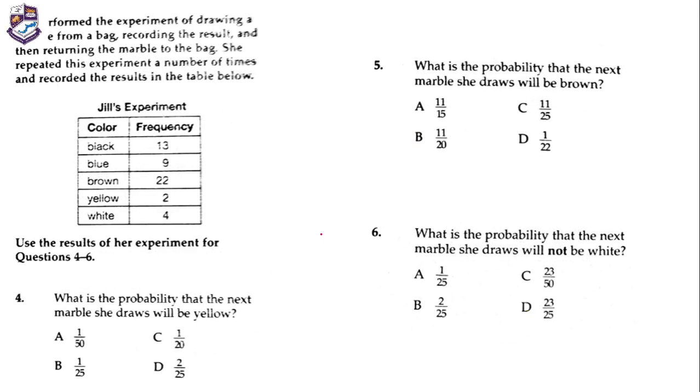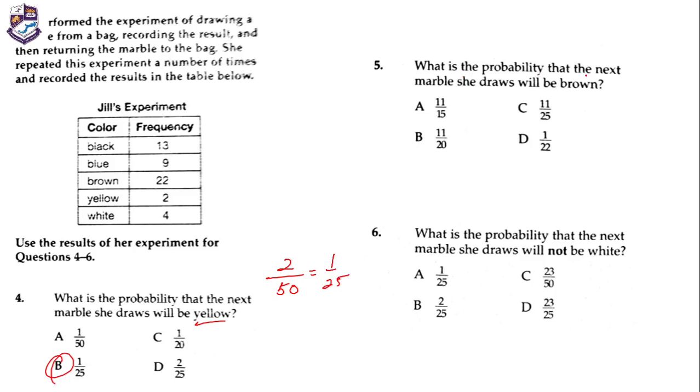All right, next problems, we're looking at this chart from Jill, and she was picking marbles out of a bag. So based on these results, what is the probability that the next time she draws will be yellow? So how many were yellow? 2 out of how many total? Well, when you add up all those, the frequency, which is how many times she picks, there's 50 picks. So that would simplify to 1/25 after dividing by 2 over 2.